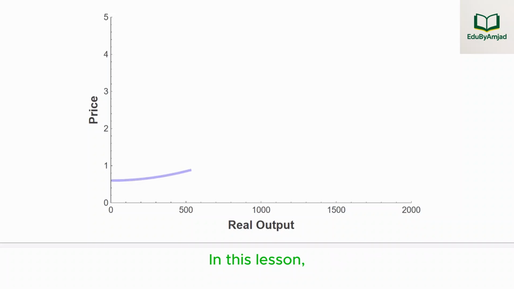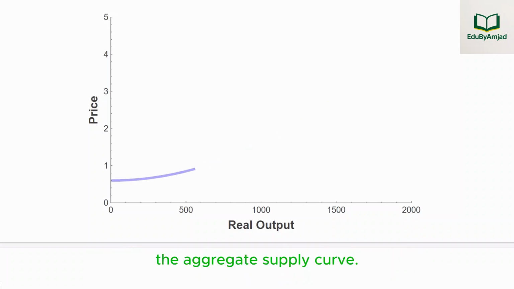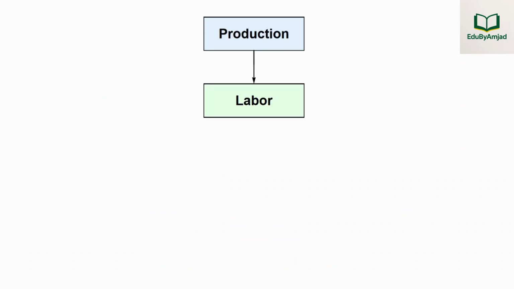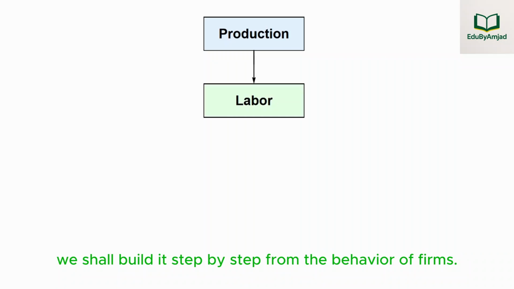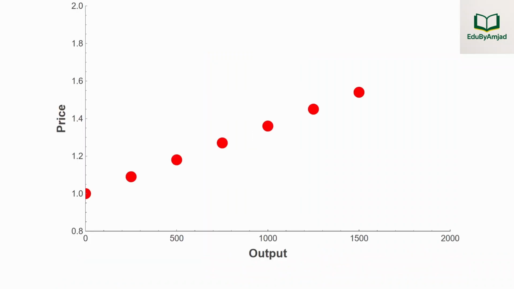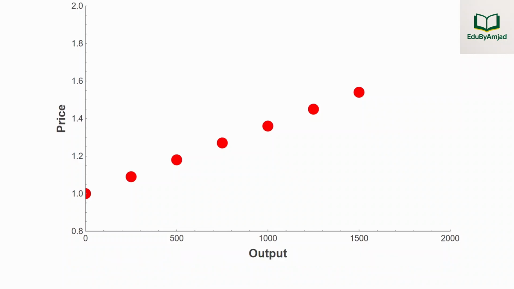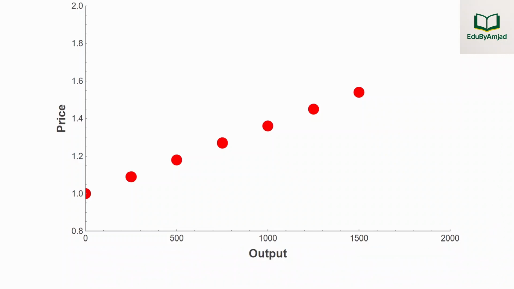In this lesson, we derive one of the most important curves in macroeconomics, the aggregate supply curve. Instead of simply drawing the curve, we shall build it step by step from the behavior of firms. Our objective is to answer one fundamental question: how much output will producers supply at different price levels?